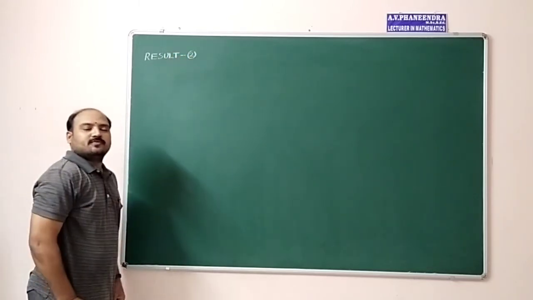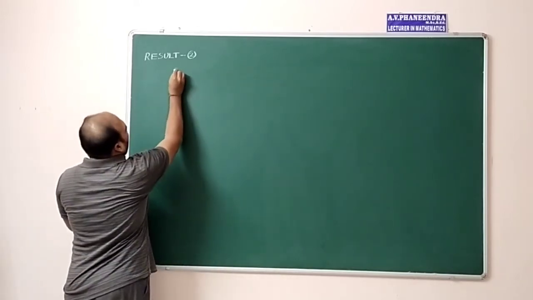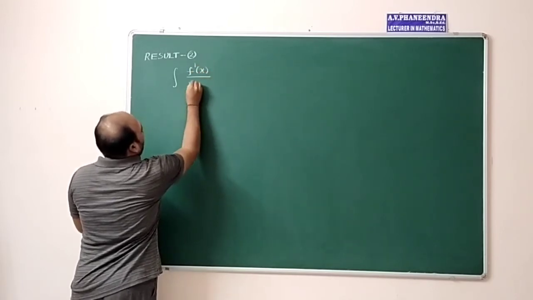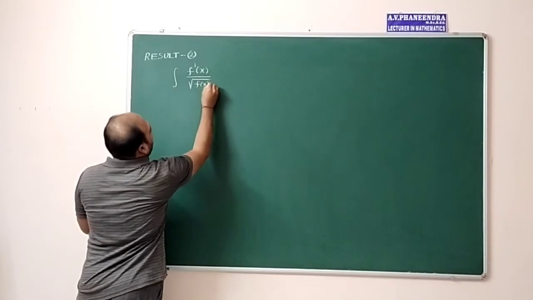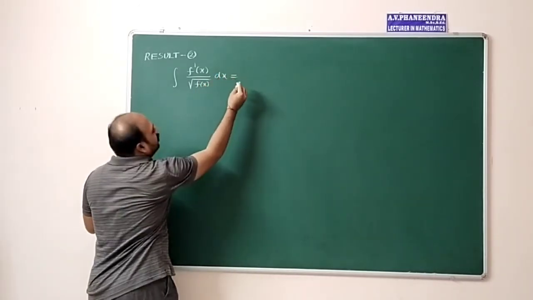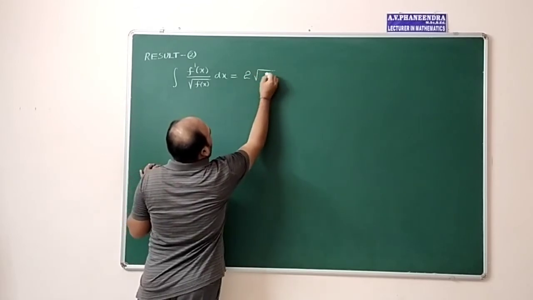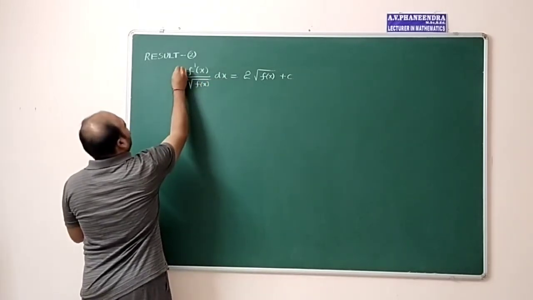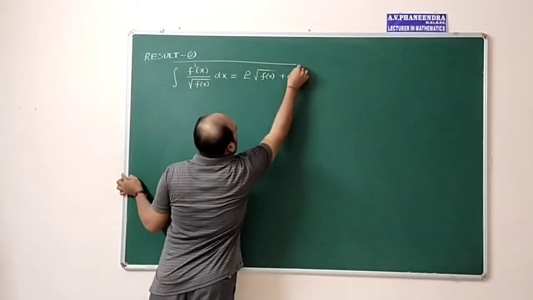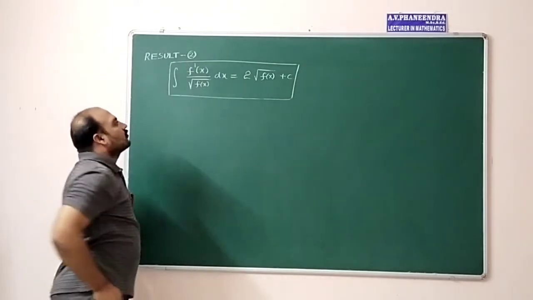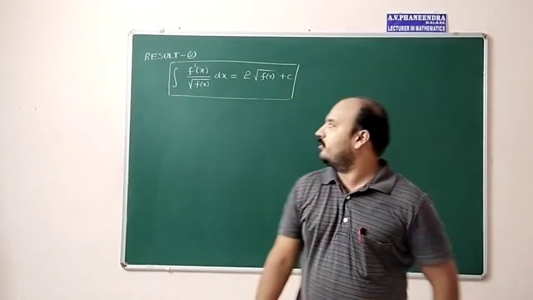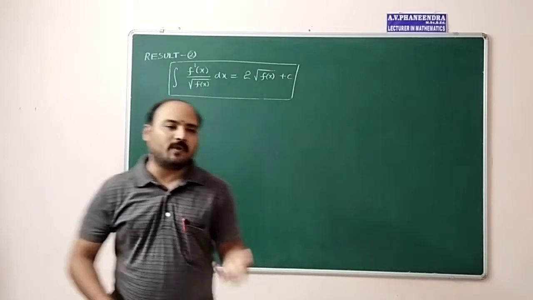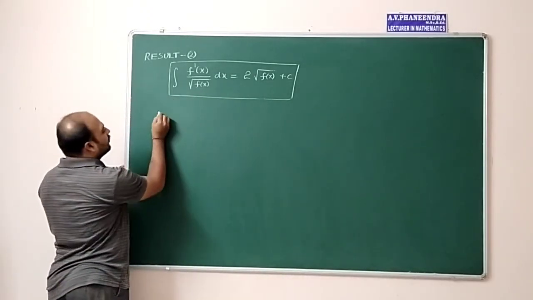In this result 2, it's a very important concept also. Integral f dash of x divided by root f of x into dx is equal to 2 root f of x plus c. How will it be, like in the previous result only.